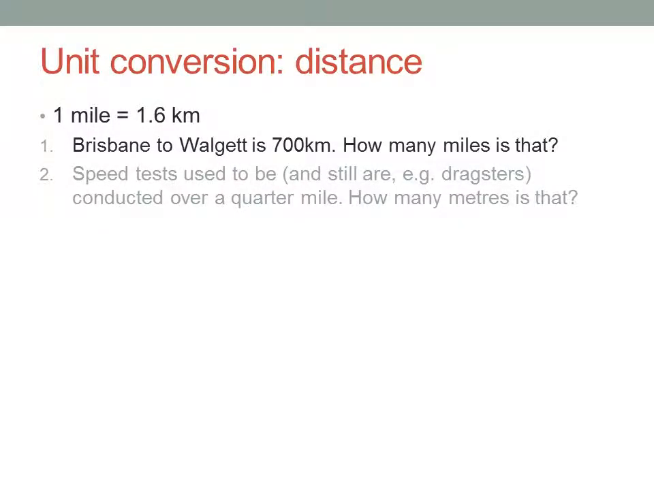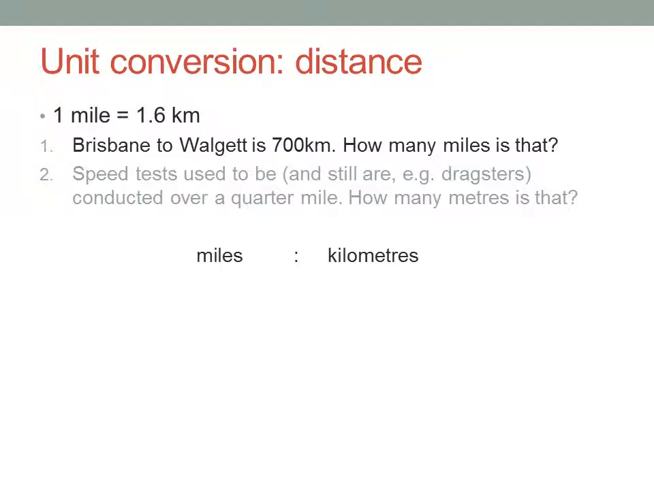Ratios can be used to convert quantities from one unit to another, and this method makes it easy to determine whether you need to multiply or divide. 1 mile is 1.6 kilometres. The distance from Brisbane to Walgett is 700 kilometres. How many miles is that?